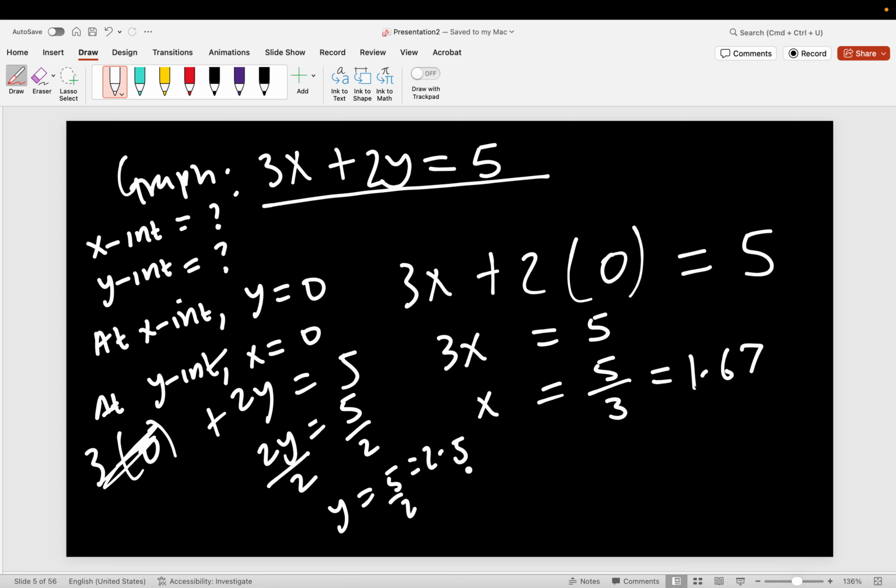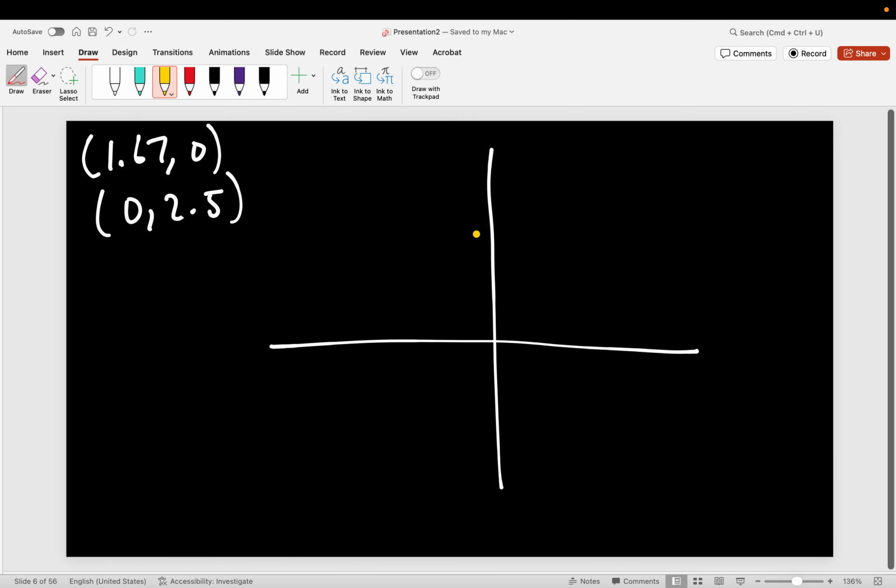Okay, now let me put it in coordinate form. In coordinate form, it's x and then y, so it's 1.67, 0. And then in coordinate form, it's x and y, so it's 0, 2.5. Okay, let's go ahead and plot it then. So 1.67, 0, this is the x-intercept, right, because y is 0. And then this is the y-intercept because x is 0.